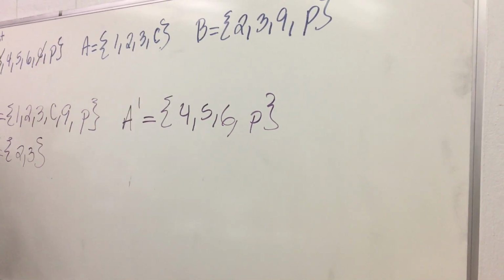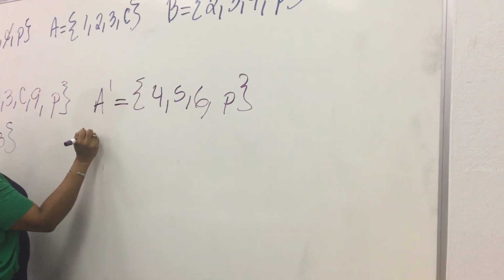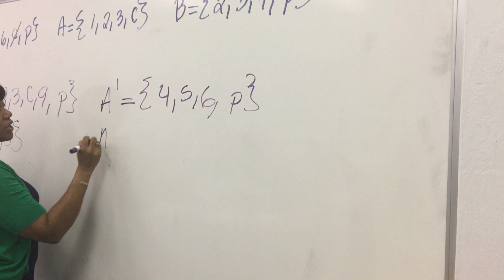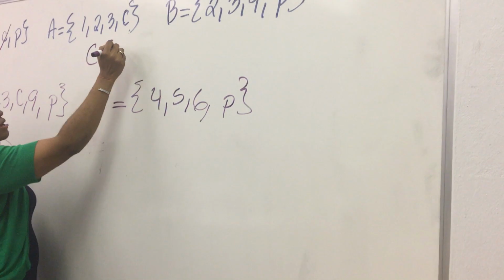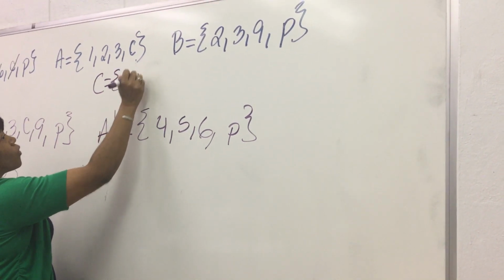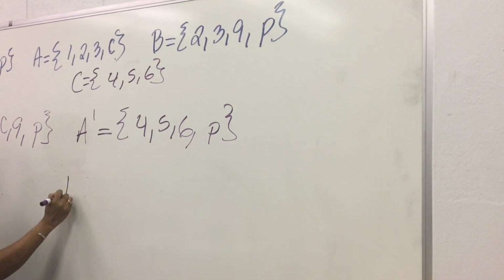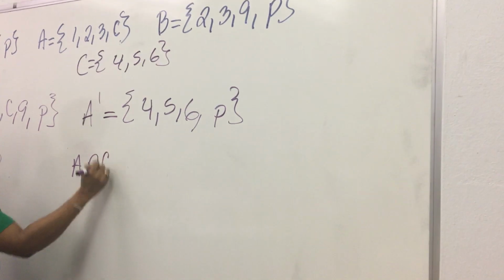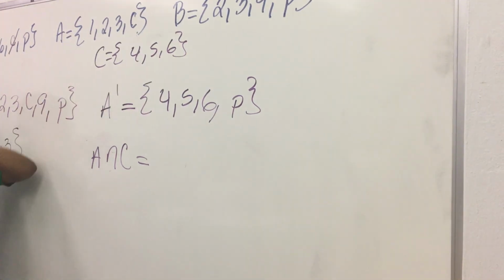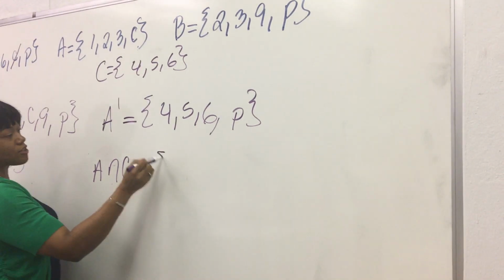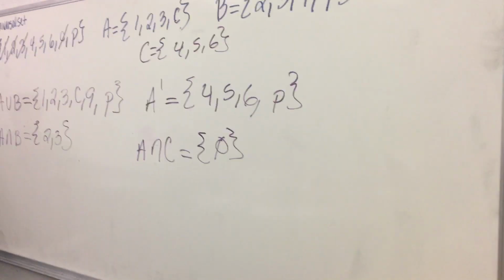Now, I think if we do one more, let me give you a set C, just making something up. Let's say we have 4, 5, and 6. If I wanted to do A intersection C, does A and C have anything in common? No, they do not. So this would be considered to be an empty set. And that's how we would use that term, okay?